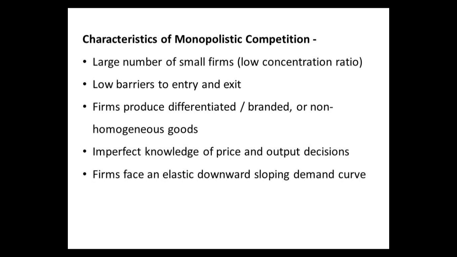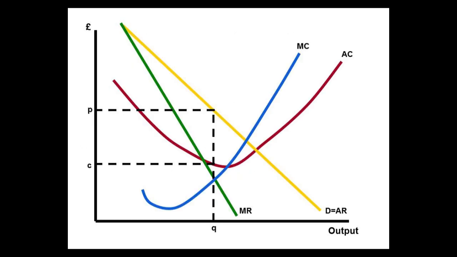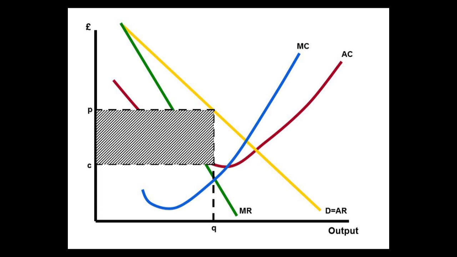That means that in the short run, the diagram for monopolistic competition looks just like a monopoly diagram. It can make a supernormal profit, this area between P and C, for quantity Q. However, in the long run, things are different.